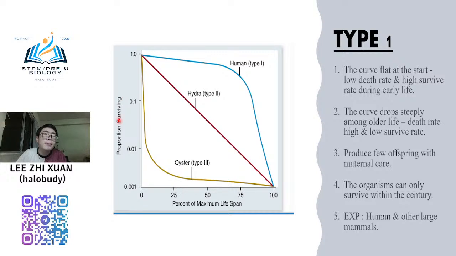This is the survival rate, the probability for the organism to live. So in human, type 1, you can see that in the beginning, when the human is in baby form, the survival rate is very high. Our survival rate as a baby is very high, right? Indeed, for babies, the survival rate is very high.